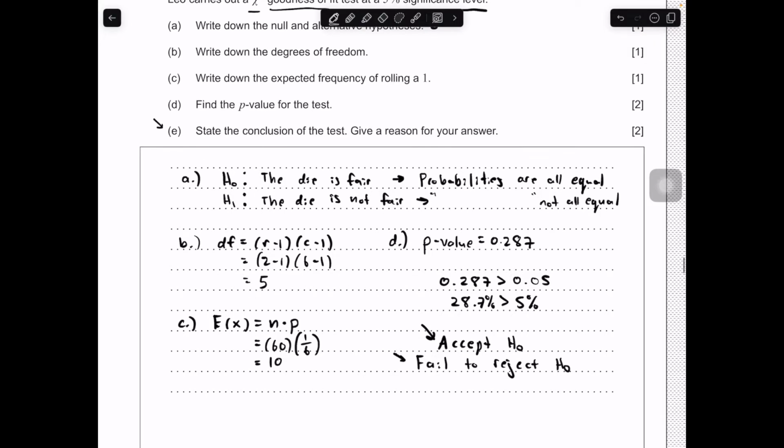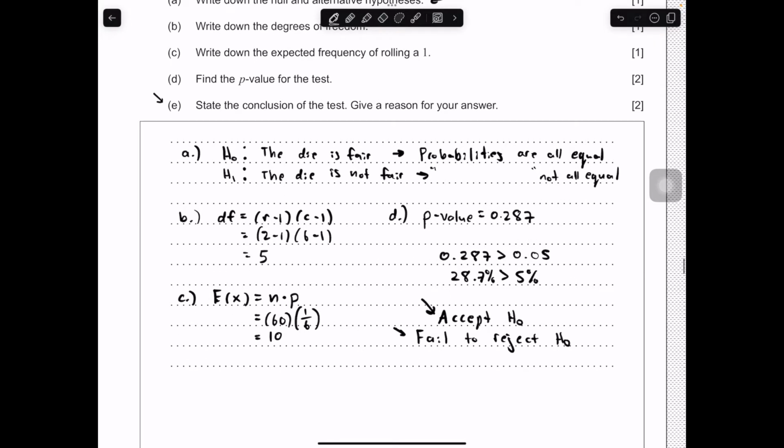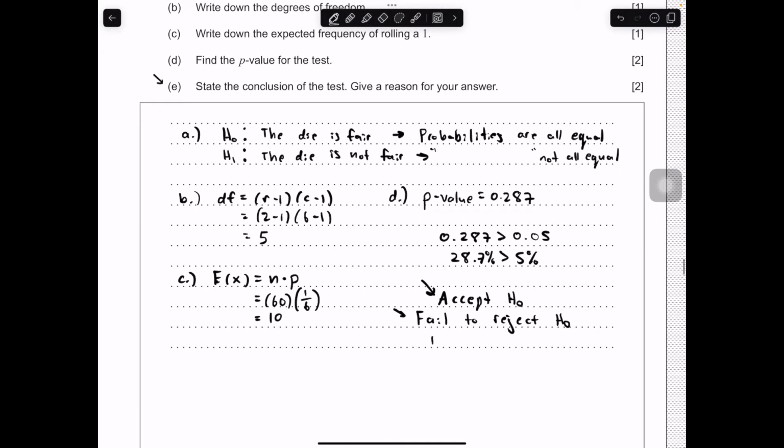All right. Or you could also, as well, look at the mark scheme a little earlier. This is also acceptable. The die is fair. So this is your justification, and then this is the conclusion.